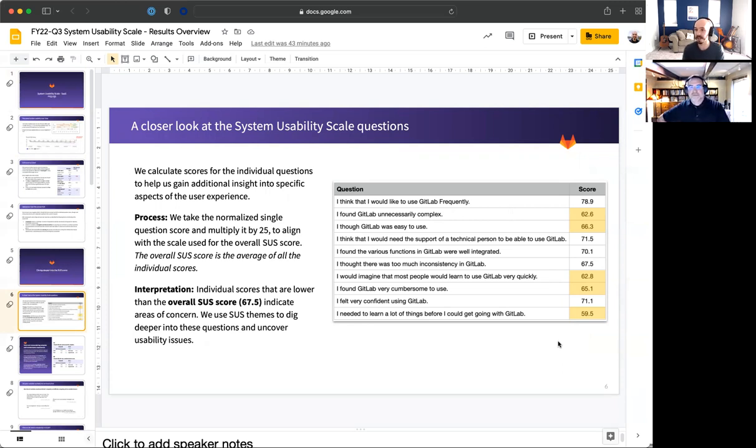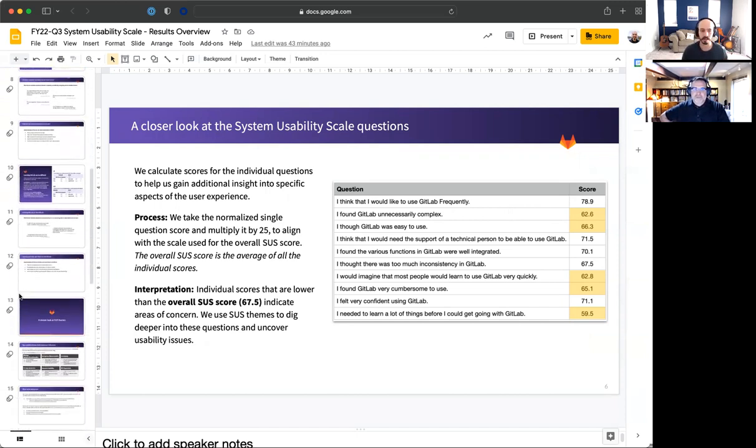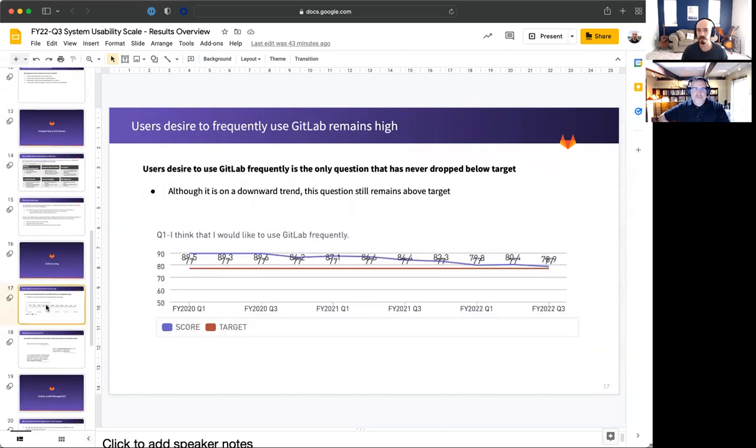And then on the positive side, we do have this nice question number one, I think that I'd like to use GitLab frequently. That's consistently been above our target. Let me see if I can quickly get to it. So that's a really nice thing to see as well. That's a positive sign, that it's above our target, and it's the only question to remain at that level. So people are enjoying using GitLab, but there are also other people that have some constructive feedback for us to improve GitLab.